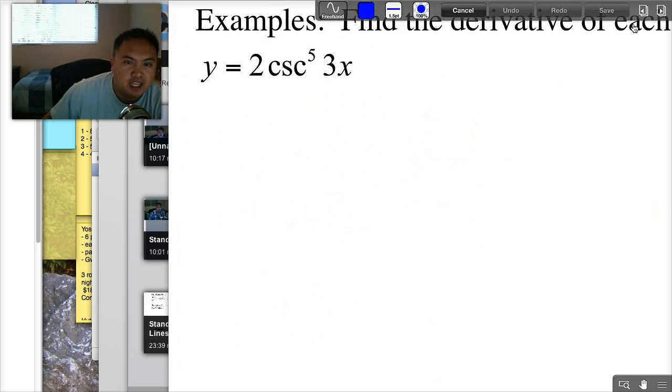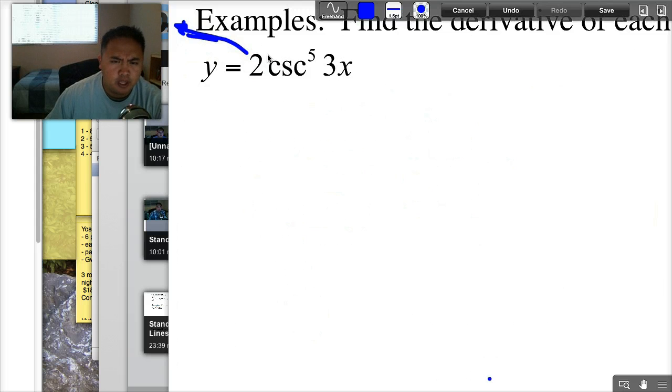You may remember in one of my lectures, if you have multiplying by a coefficient, I could just move that to the side, or I'm just going to move it and then apply it later. So this 2, it's a coefficient. I'm going to leave that alone, and I'm just going to take this 2 and move it to the side for a second. So really what I'm going to focus on is cosecant to the 5th power 3x. Somebody's saying, how do I find the derivative of cosecant 3x to the 5th power?